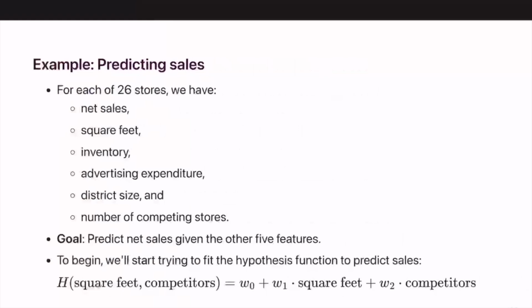So the first question that we want to ask is, what is the total number of observations, or the size of our training set? In this case, we have 26 stores. Let's assume that not each store has its own data set, but this is just one comprehensive data set. So our N would be 26, because we've got 26 stores that we've pulled data from.